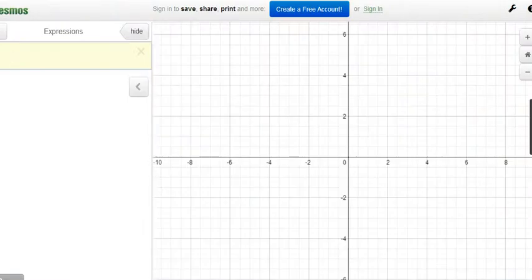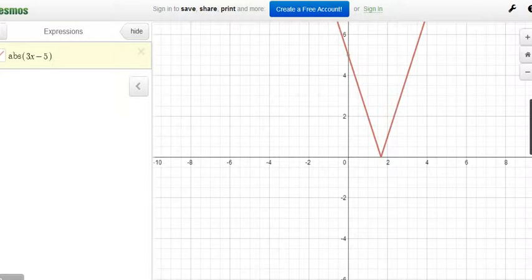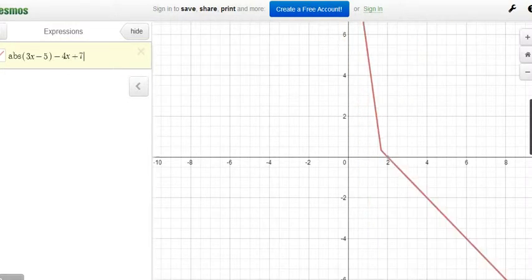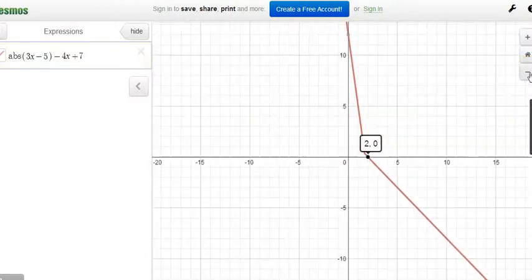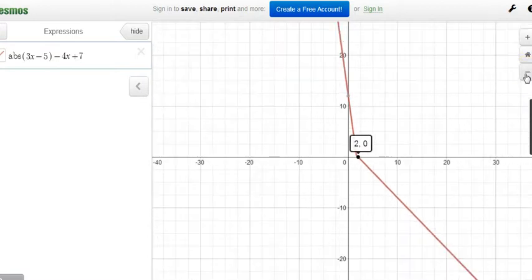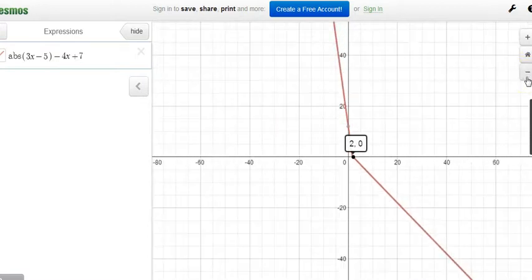Okay, so what do we want? We want the absolute value of 3x minus 5 minus 4x plus 7. And what are we looking for? Looking for the 0, right? We're looking for where that switches at 2. And I think if we zoom out, we're just going to see that this graph is just going to kind of keep going the way it's going.